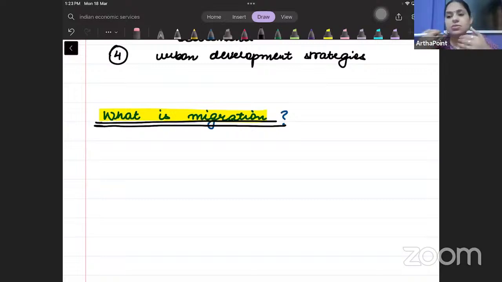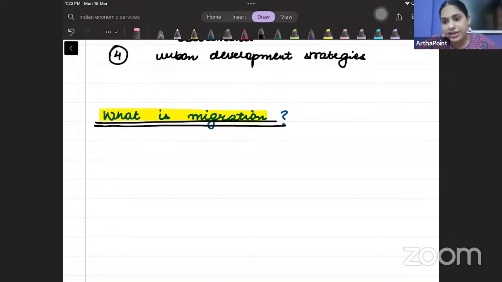Short distance means it is for a short period of time. For example, let us say that earlier I used to live in Delhi, and now I live in Gurgaon. So this is a short distance migration. It can be long distance also.